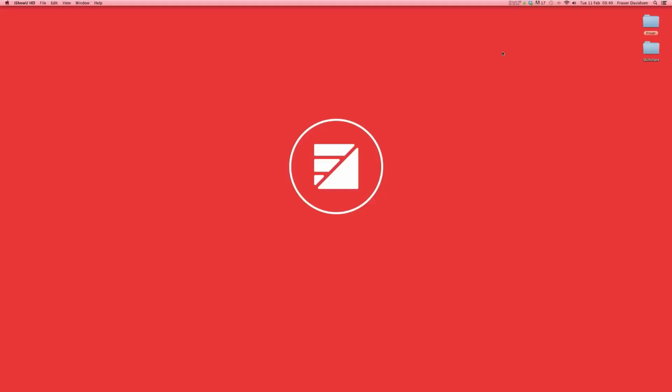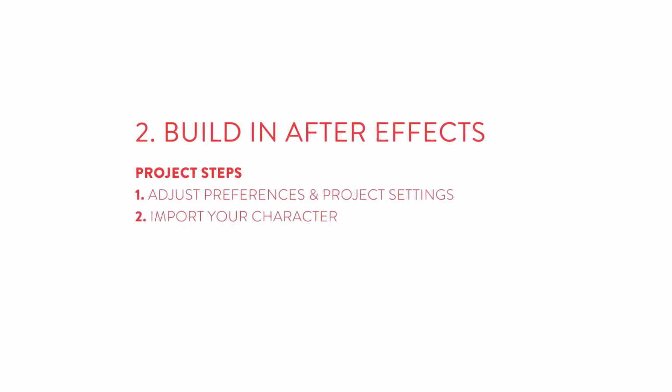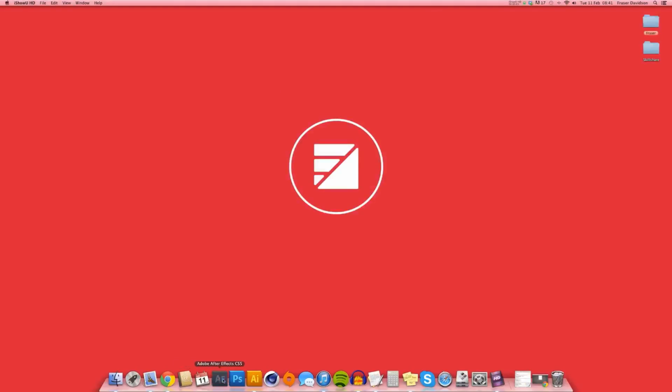Okay, welcome to part 2 of Create a Simple Animated Character titled Building in After Effects. In this section we're going to be adjusting our project settings and preferences. We're going to import our Illustrator character into After Effects. We're going to scale the comp and character. We're going to create arms and legs using the shapes and the pen tool. And finally, we're going to be creating shadows using the trim path function. So we're going to open After Effects now.